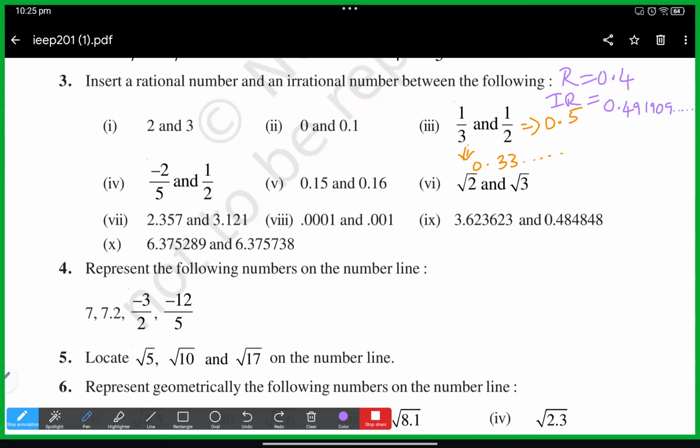Okay, Pranavi? Any doubt? No, sir. Okay, that is it. So the fourth one. We will write this also in decimal form, Pranavi, and that will be more convenient to write an irrational number. So minus 2/5 means minus 0.4 and 1/2 means 0.5.